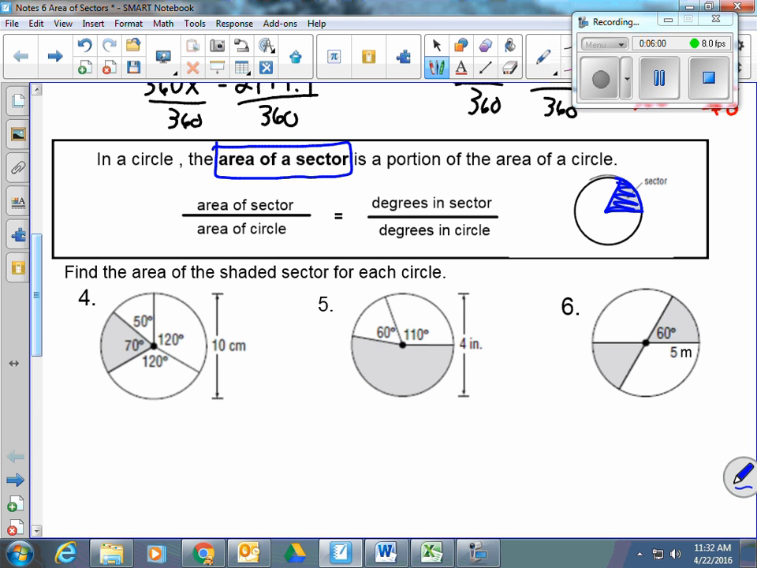The good news is there's only one difference between the formula that we were just using and this one. Somebody remind me, how many degrees are in a circle? Degrees in the sector, that's still measurement of the arc. Okay, the area of the sector, that's what we're looking for. That's still going to be my x. The only difference is this part right here. What's the formula for area of a circle?